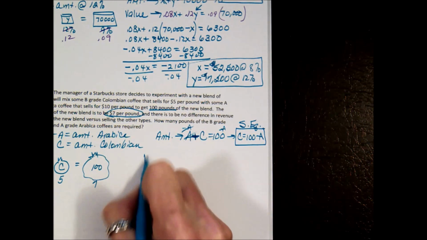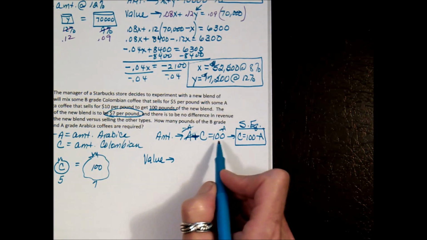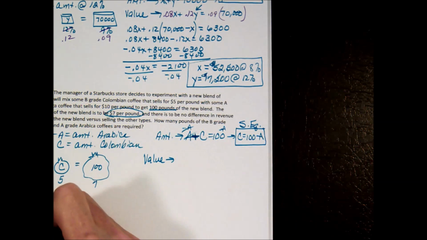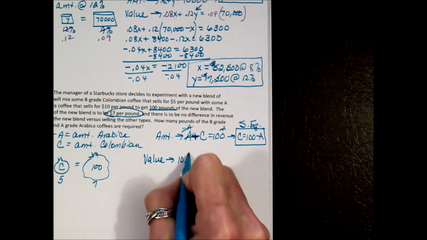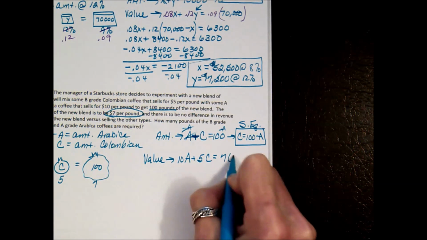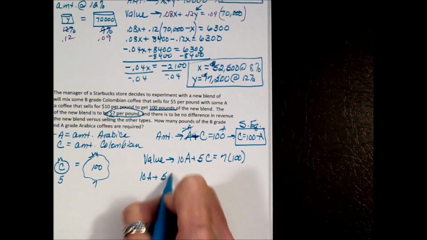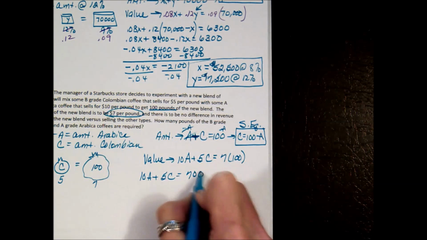My value equation, remember, is the same thing. A plus C equals 100, but it has the labels in front. So 10A plus 5C equals 7 times 100. Or 10A plus 5C equals 700.